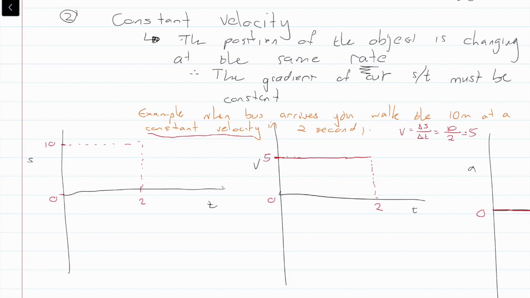But I've kind of already answered this, because I said the gradient of our displacement time graph needs to be a constant. So to have a constant gradient, we have a straight line graph. And our change in displacement over change in time is equal to our velocity and is equal to a constant. So I hope that makes sense to you guys.